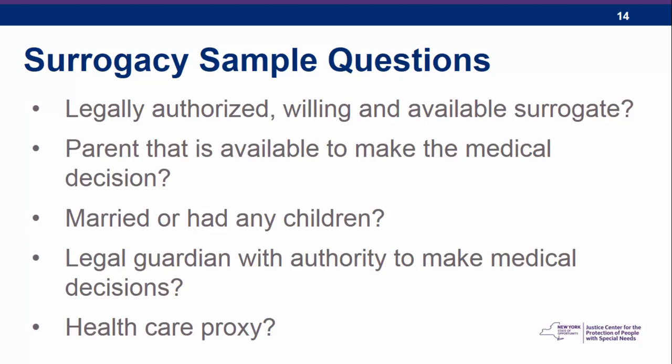Surrogacy questions are generally directed to providers and staff. Information about the individual's possible surrogates is found in the case packet. Sample questions can include: does the patient have a legally authorized, willing, and available surrogate to make the decision? Does the person have a parent that is available to make the medical decision? Has this person ever been married or had any children? Is there a legal guardian with authority to make medical decisions? Has this person ever executed a healthcare proxy?